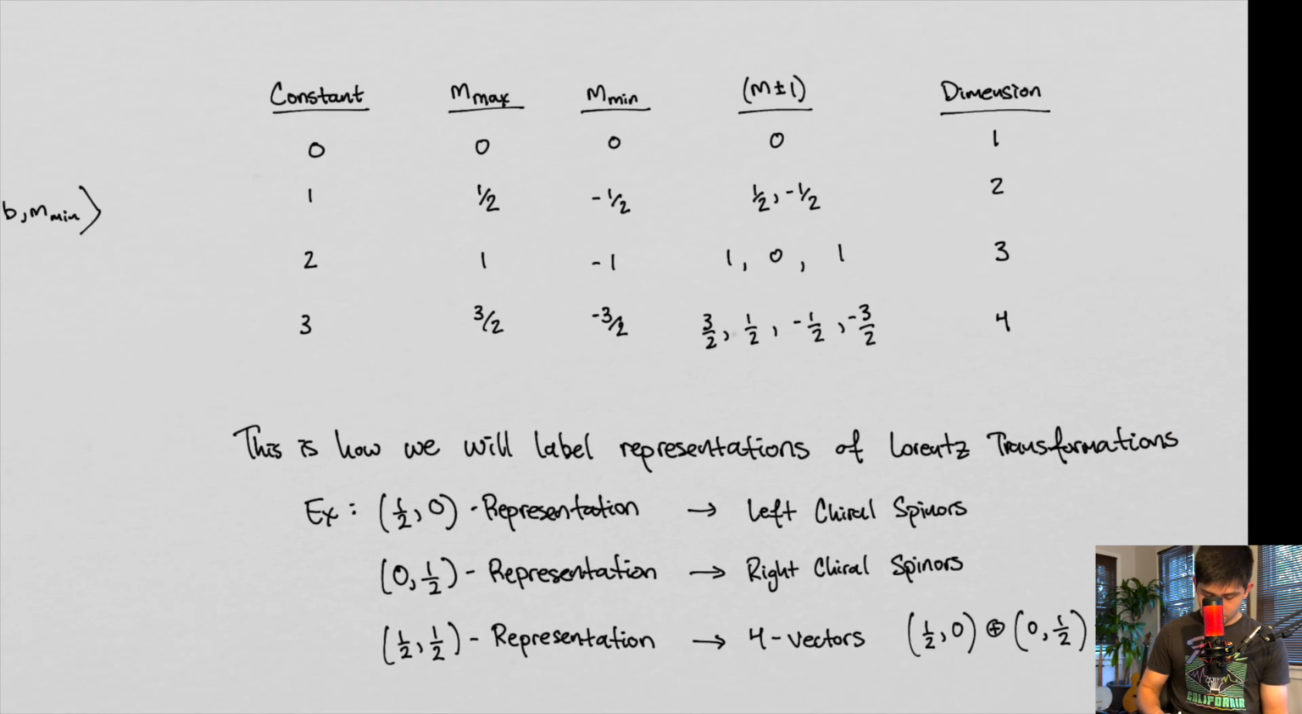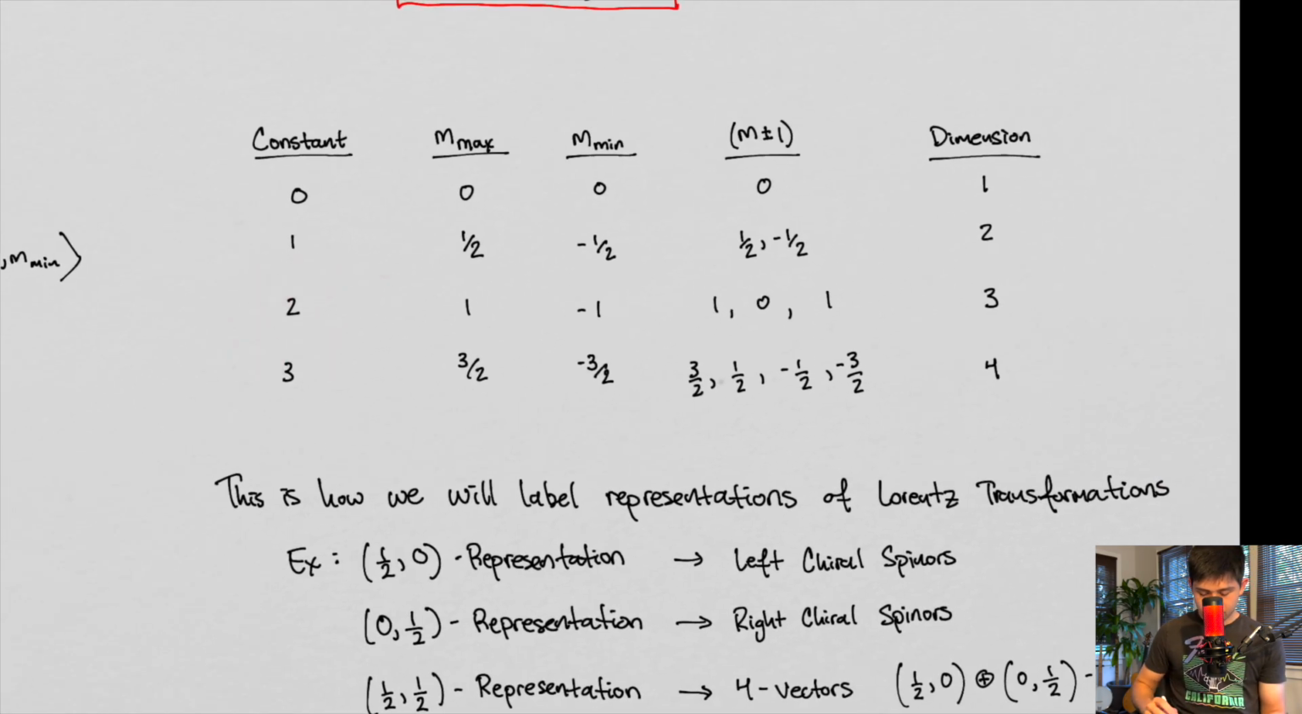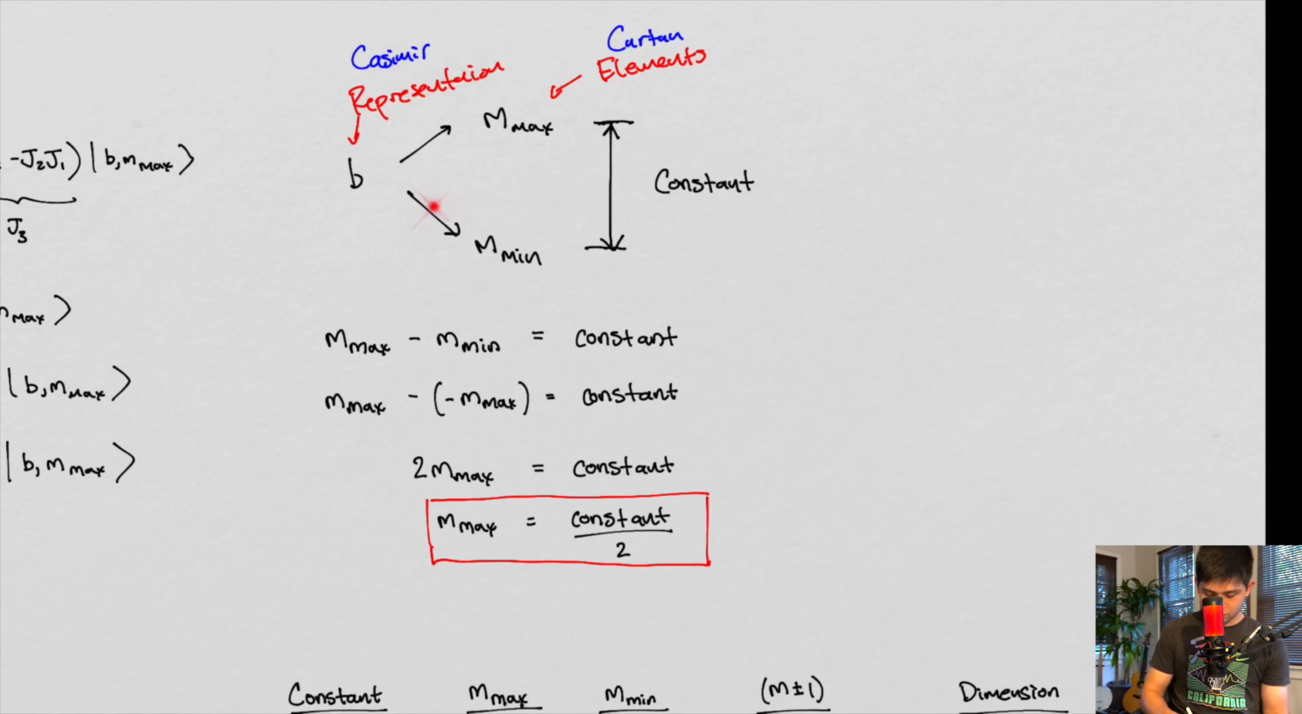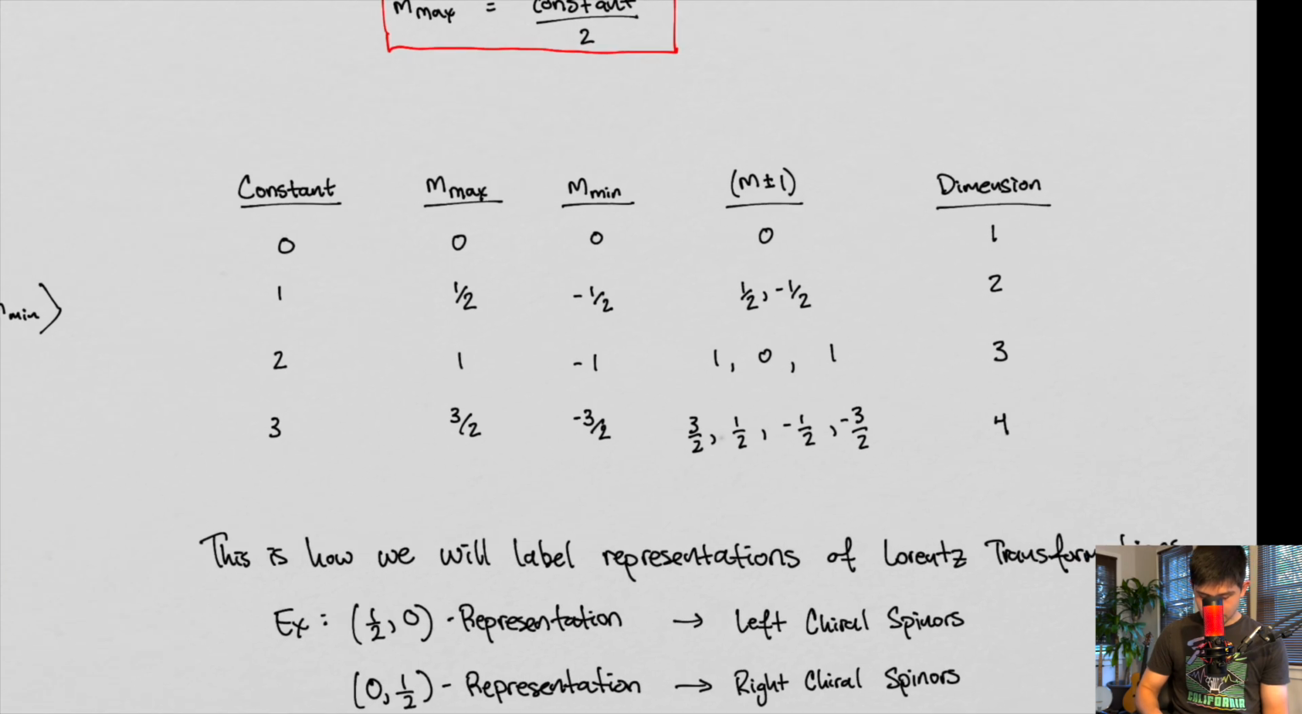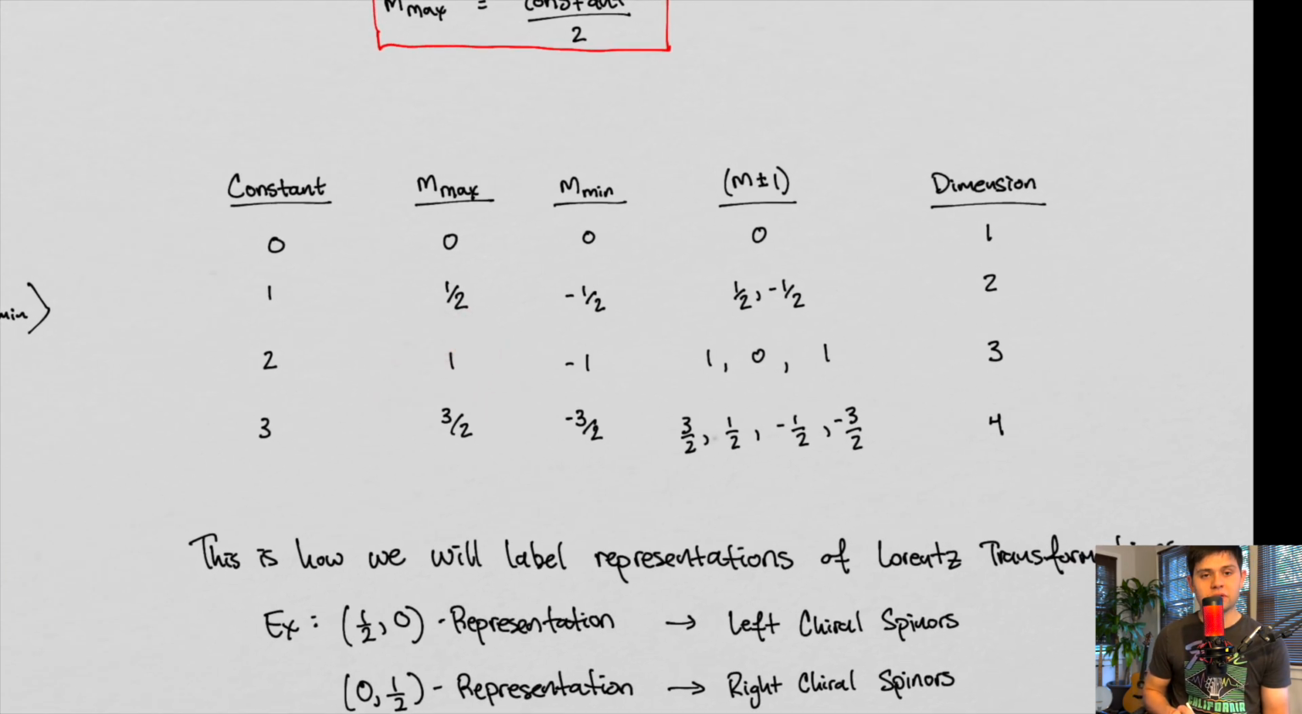Okay. If we set our constant equal to 2, well, that sort of expands. You could think of that as sort of expanding the difference between m max and m min. And so m max is going to be 1. M min is going to be negative 1. Right? And so we get 1, 0, and negative 1. Okay. We can do the same thing for 3, and we can keep on going down this line of reasoning.